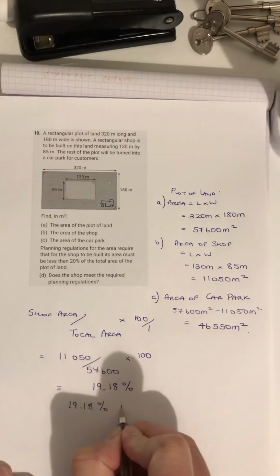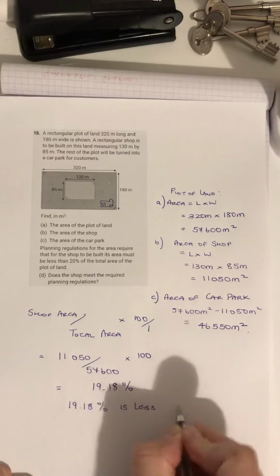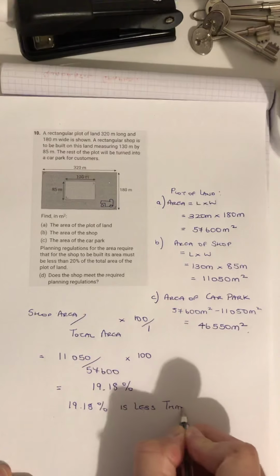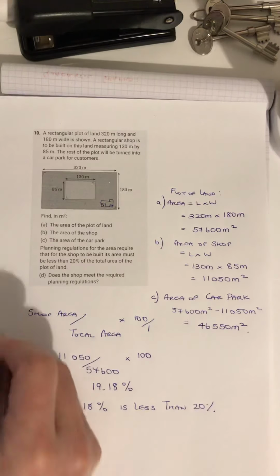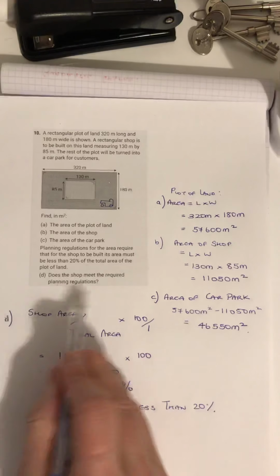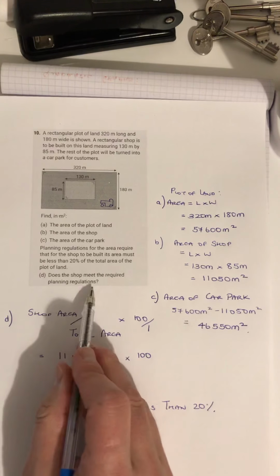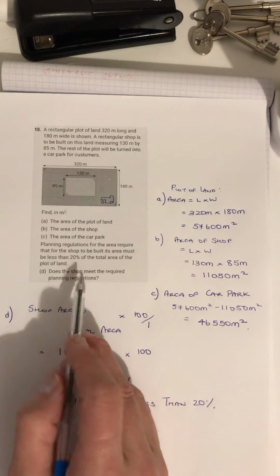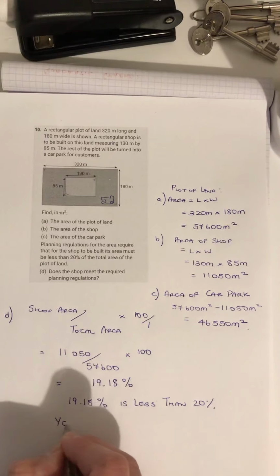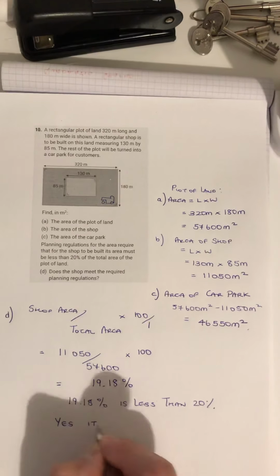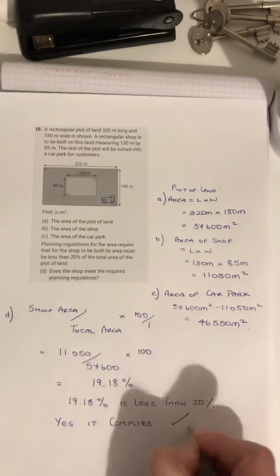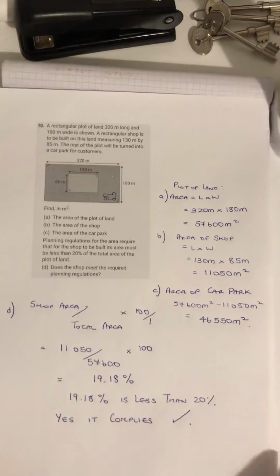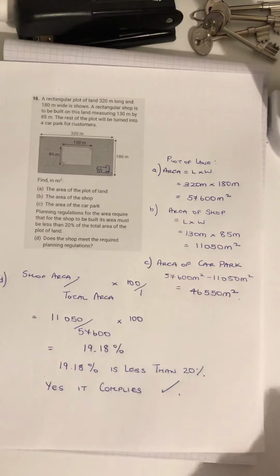And 19.18% is less than 20%. So the question here is for part D, does the shop meet the required planning regulation? Is it less than 20%? Yes, it complies. Okay, so it follows the rules. And that's just a little bit of idea of area and measure for you.